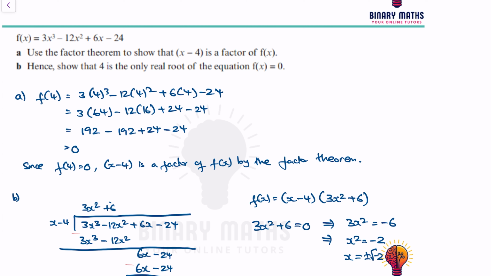which has no real solution, because we can't square root a negative number. Okay, which has no real solutions. Therefore, x is equal to 4 is the only real solution.